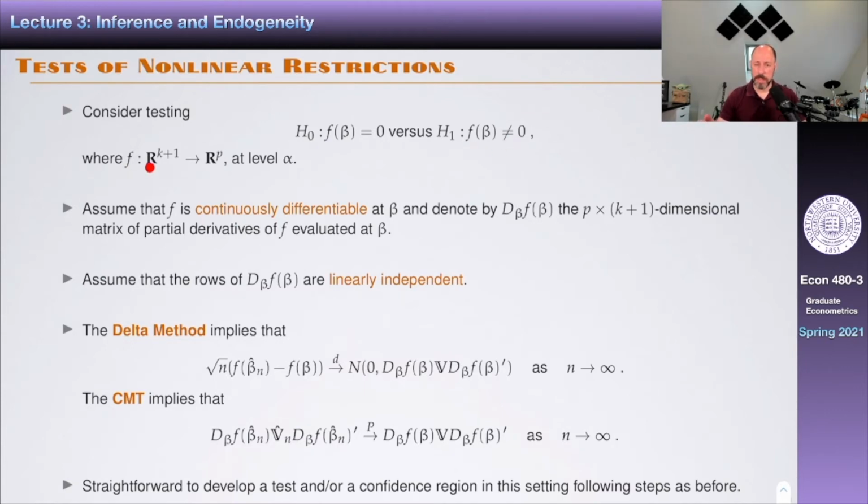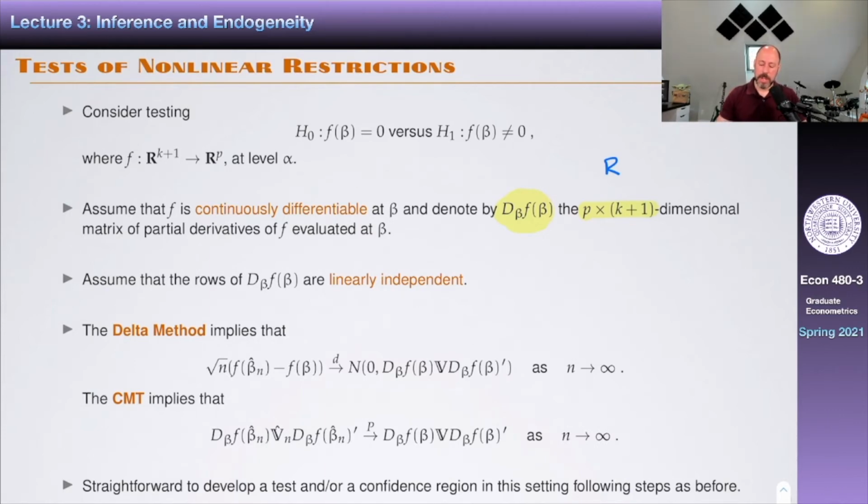We're keeping the same notation as before, that p is the number of restrictions that we want to impose. Then we're going to assume that f is continuously differentiable at beta, and we're going to denote the derivative by D_beta f of beta. This derivative is a matrix of dimension p by k plus 1. Funny enough, it's exactly the same dimension as the matrix R that we had before. But in this case, it's the matrix of partial derivatives of f evaluated at beta.